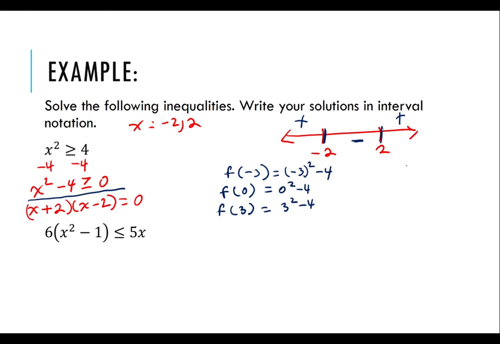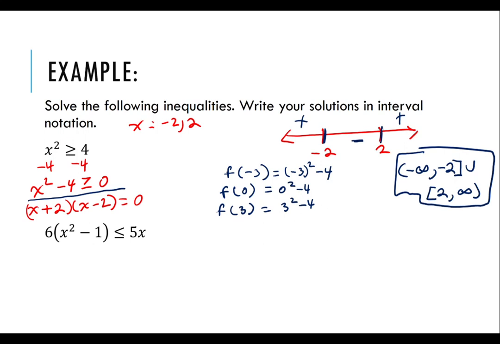And so our solution is actually going to be from negative infinity up to negative 2, and this time we will include that 2, union including the 2 up to positive infinity with a parentheses. And so this is where our function x squared minus 4 is greater than or equal to 0.